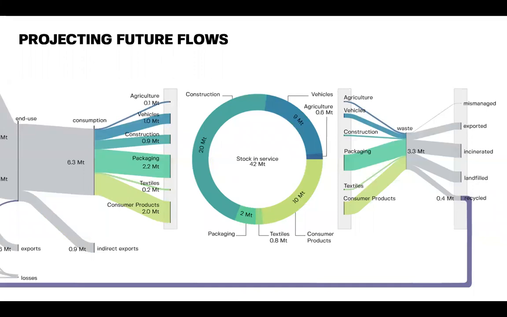What's interesting is there's a lot more plastic in construction, in stocks, even though there's a lot more plastic in packaging in flows. So there's this difference between stocks and flows that we found, and we looked at the end of life options, where only 10% of plastic waste is actually being recycled in the UK. We're still incinerating and landfilling and exporting a lot of our plastic waste.